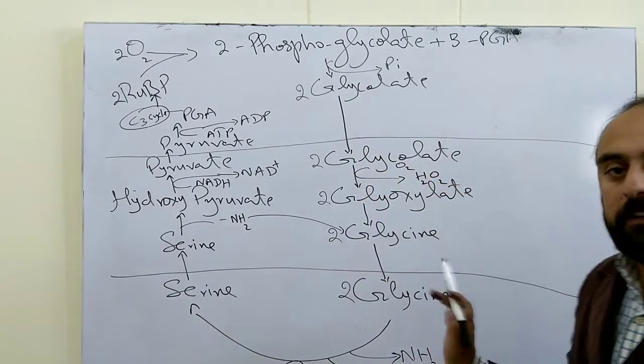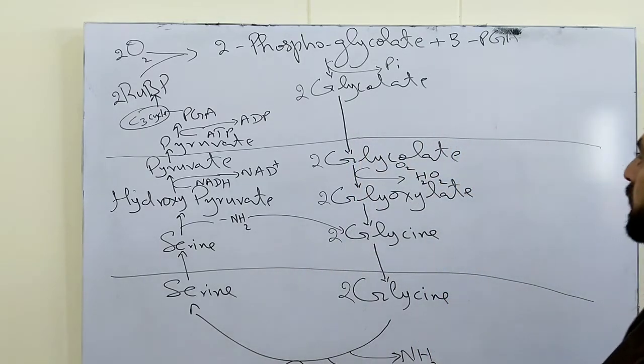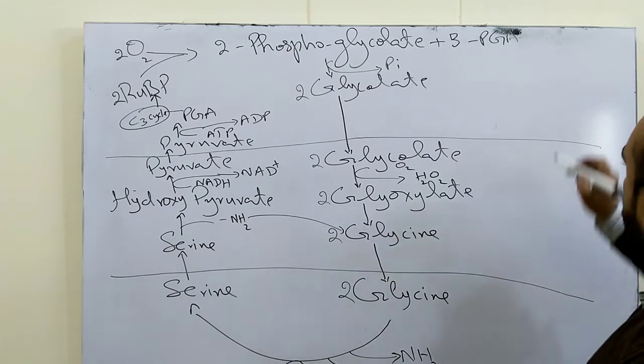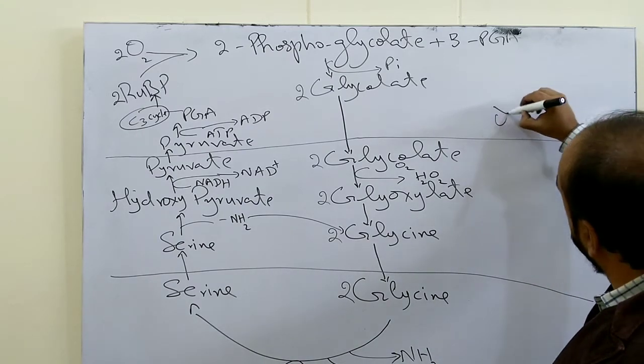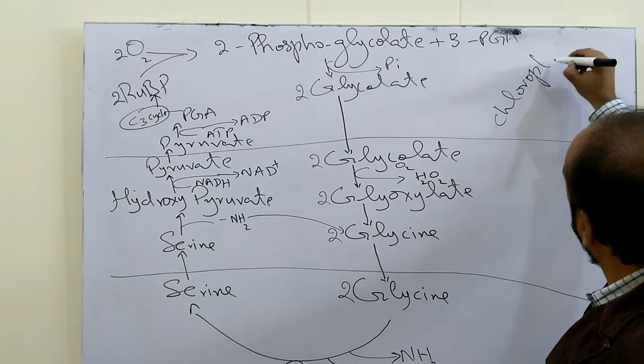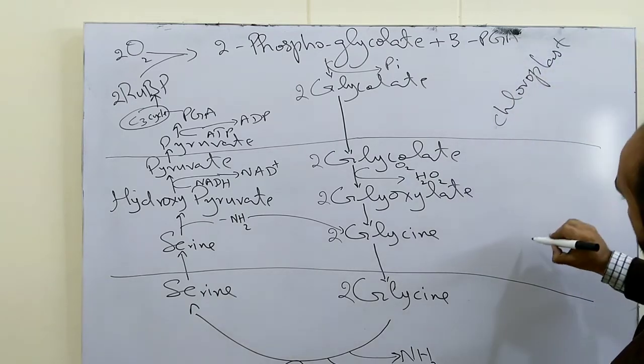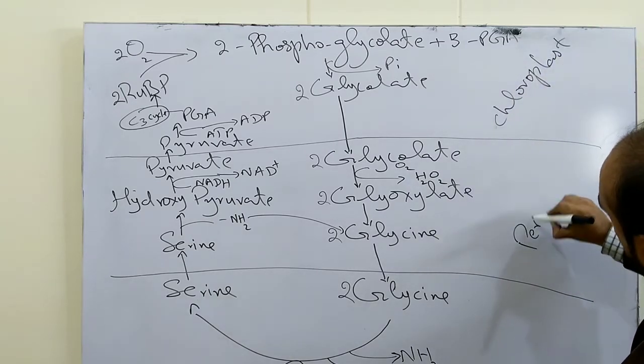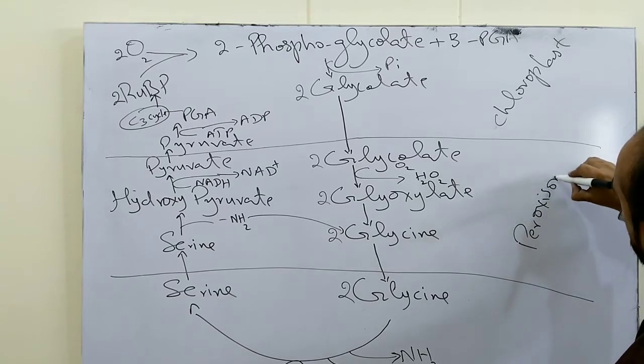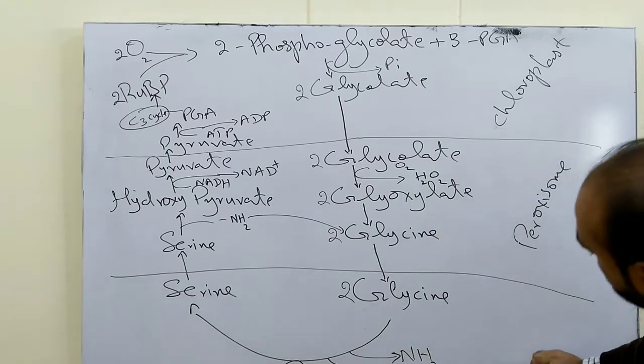This C2 glycolate cycle involves three organelles: chloroplast, peroxisome, and mitochondria.